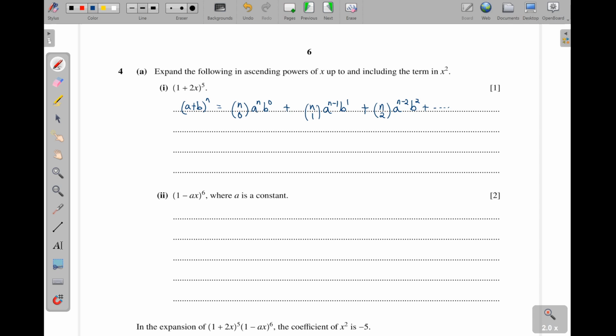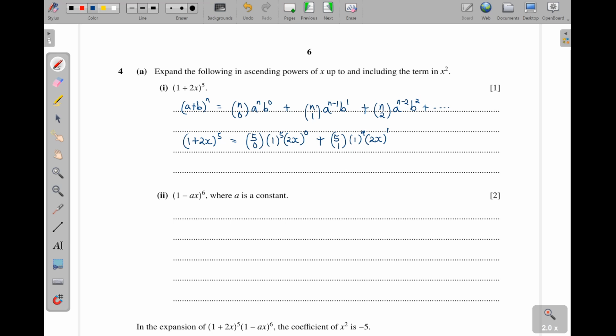So now, we are having 1 plus 2x to the power of 5. That means we shall have 5 combination 0, then 1 power 5, then 2x to the power of 0. By the way, if we had a minus here, take this one with the minus, okay? Because if you don't, then usually you will get a wrong answer.